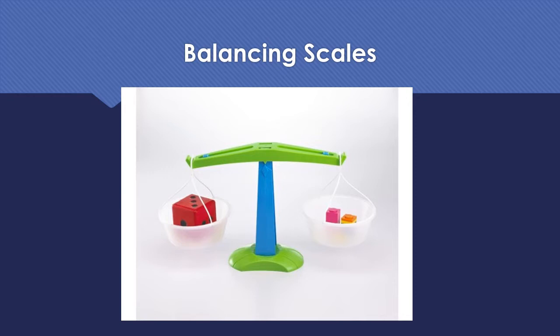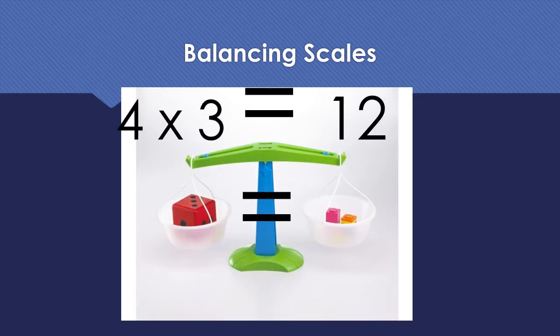It's quite similar to the equations that we've been looking at. Both sides must be equal. So if you have a look at this calculation shown on screen, 4 times 3 equals 12. So if we've got 4 groups of 3 on one side, then we must have 12 on the other side in order for it to be equal. And that's what we're going to be looking at in even more detail today.